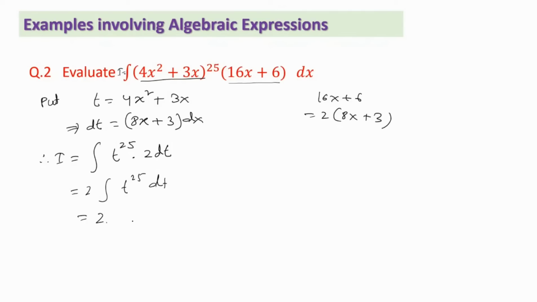So this is equal to 2 times t to the power 26 over 26 plus c. This is equal to 1 over 13 t to the power 26. Substituting back t equal to 4x squared plus 3x, the answer is 1 over 13 times (4x squared plus 3x) to the power 26 plus c.